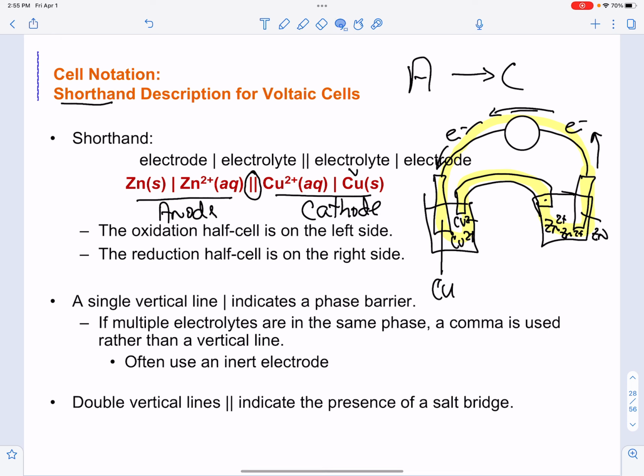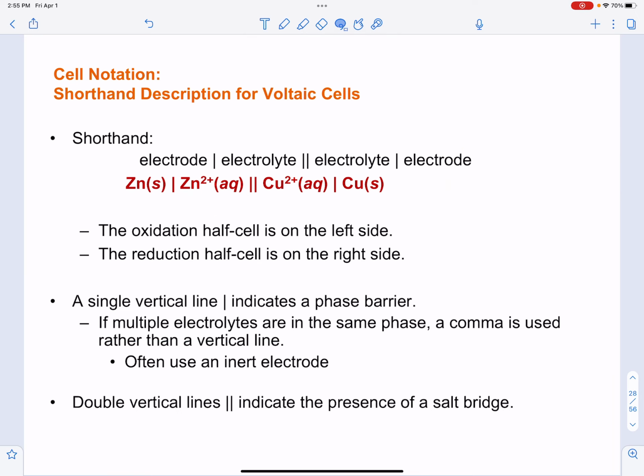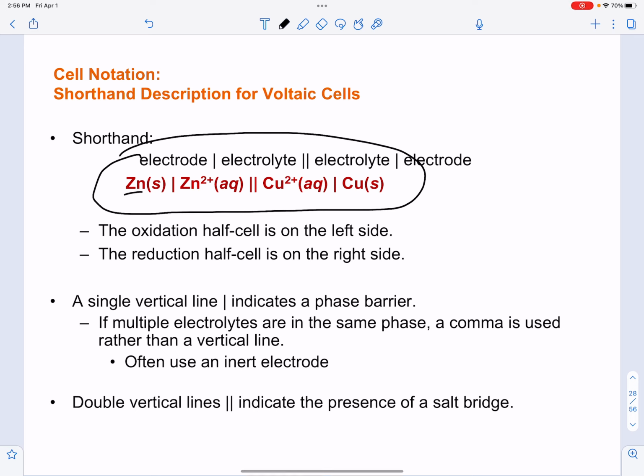So this is a shorter way of giving you all that information. So you can say that the reaction that is happening is zinc reacting with copper 2 plus, the first term on each side, producing zinc 2 plus and copper solid.